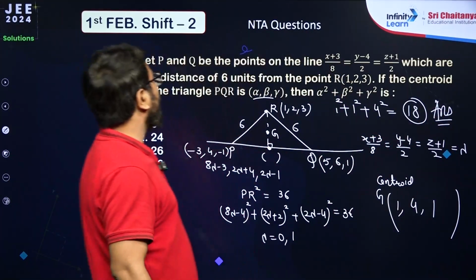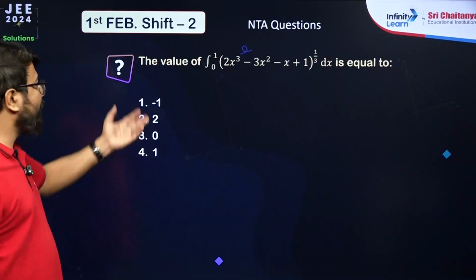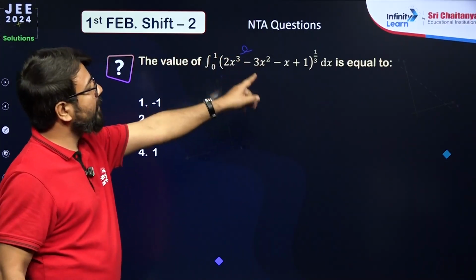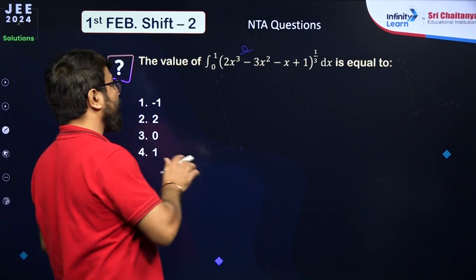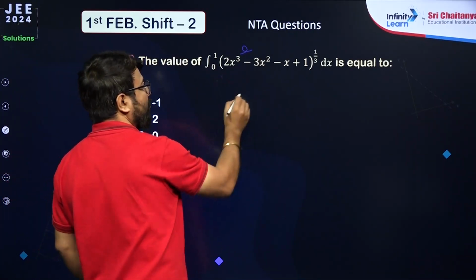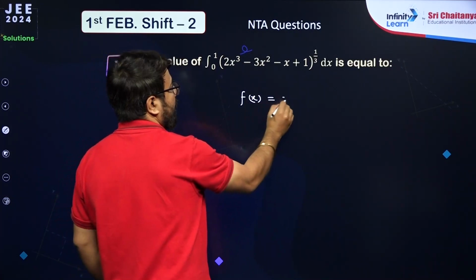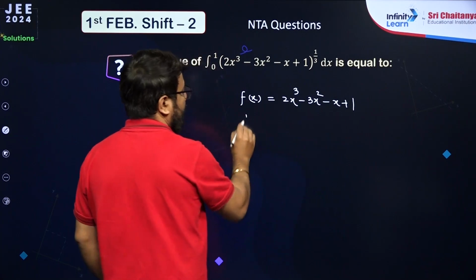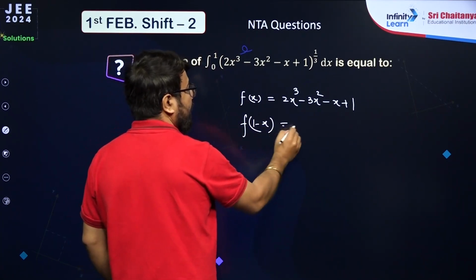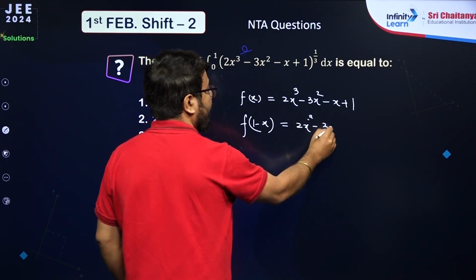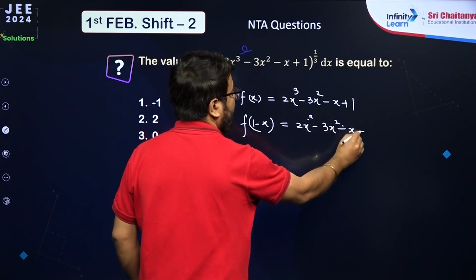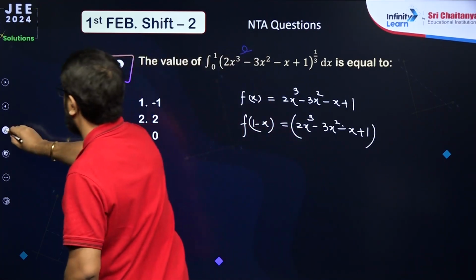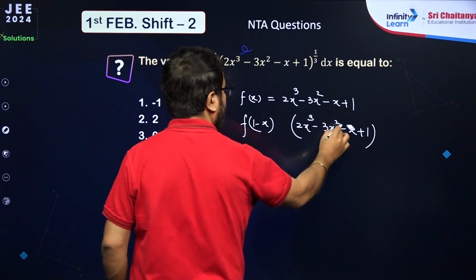Okay. Now we are moving ahead to the next problem. We want to get the value of this integration. Integration from 0 to 1, 2x cube minus 3x square minus x plus 1 raised to the power 1 by 3. So here you will observe that if I assume this function to be f(x), 2x cube minus 3x square minus x plus 1, and if I keep 1 minus x, then again I am getting the same function but with a negative sign.